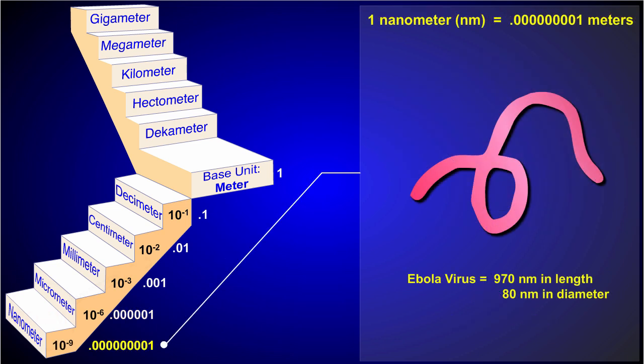Nanometers are even smaller at 1/1000th of a micrometer. Viruses are measured in nanometers. The Ebola virus is about 970 nanometers in length, so almost a micrometer, but only 80 nanometers in diameter. Other viruses can be even smaller. They're so small that they require special electron microscopes to view.